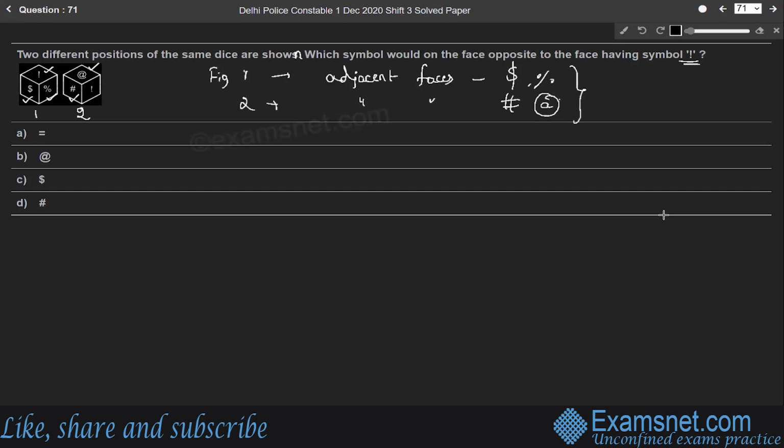Therefore, these 4 symbols cannot be opposite to the face having exclamatory. So dollar or percentage or hash or at the rate of, right? So in options, these 3, B, C, and D cannot be the opposite faces since they are adjacent. So only the left option is equality sign, is equal to. This will be the opposite face of exclamatory mark. So option A is the right answer.